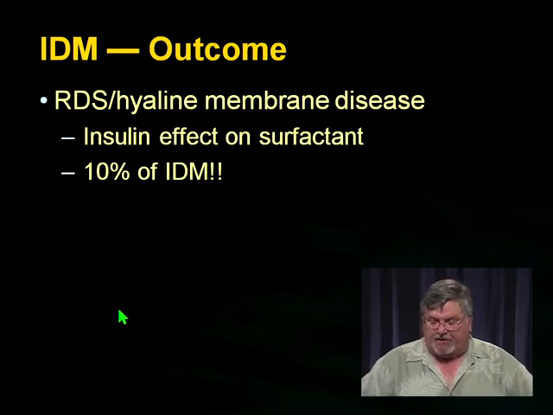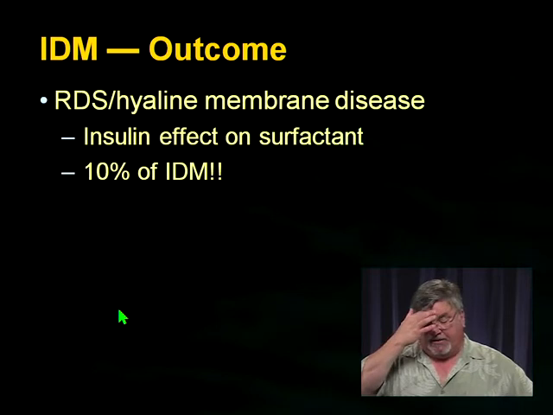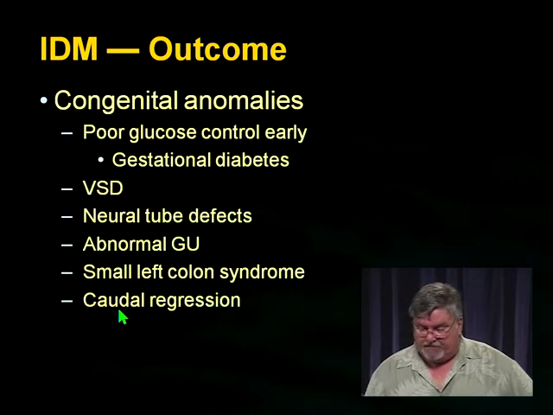Infants of diabetic mothers can also have RDS. So RDS doesn't just happen in preterm babies. It can happen in term babies as well. About 10% of IDMs will have some form of RDS. And there is an abnormal or an interfering effect of insulin on surfactant function.